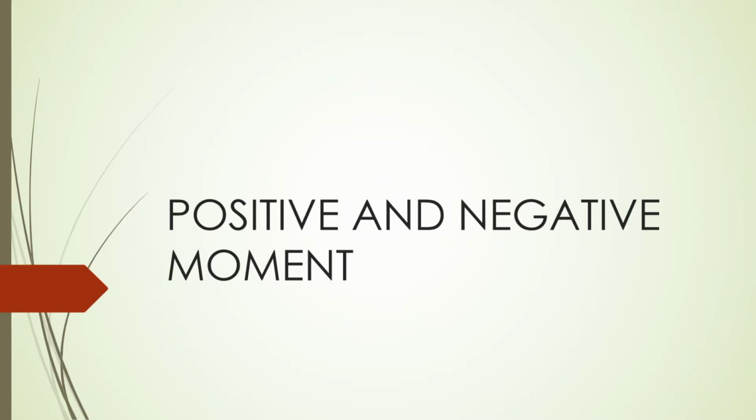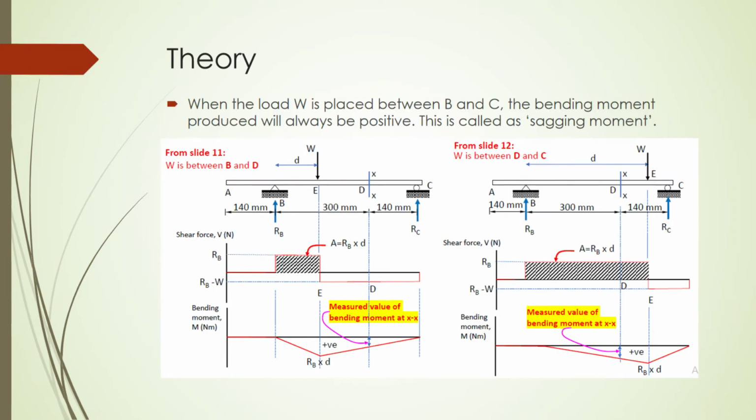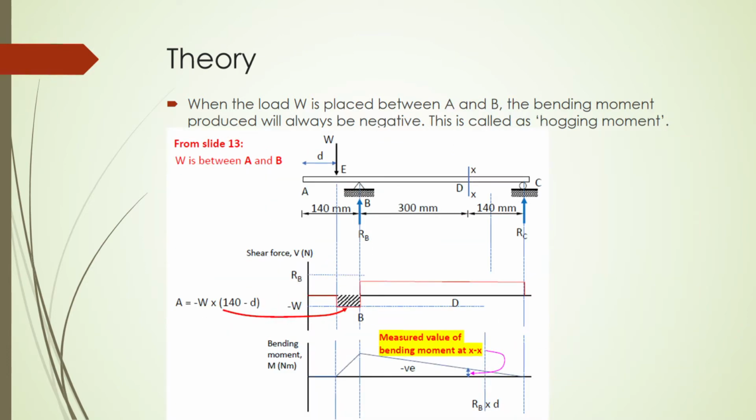Positive and negative moment. When the load W is placed between point B and point C, the bending moment produced will always be positive. This is called as sagging moment. Next, when the load W is placed between A and B, the bending moment produced will always be negative. This is called as hogging moment.